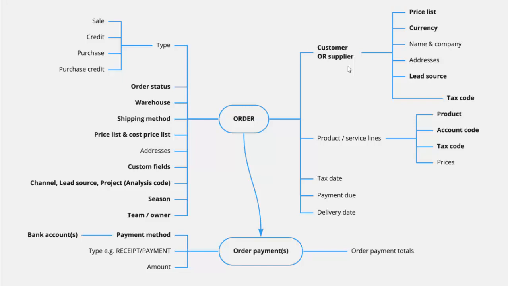When new customers are encountered on sales downloaded from online channels, in other words, one with an email address not yet in your database, the customer is automatically created. When you create an order for a customer or supplier, the following fields are inherited from the contact: price list, currency, name and address, and lead source. The currency of an order can't be changed once it's created, but all the other fields can be changed.